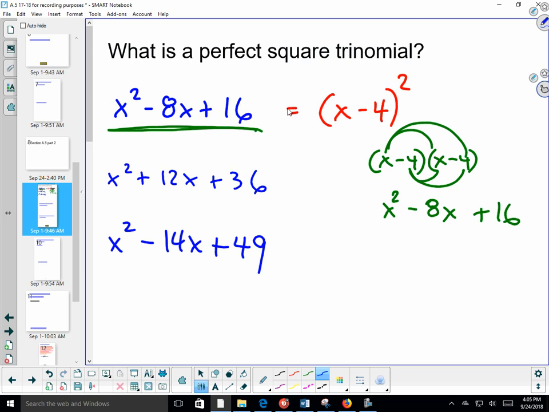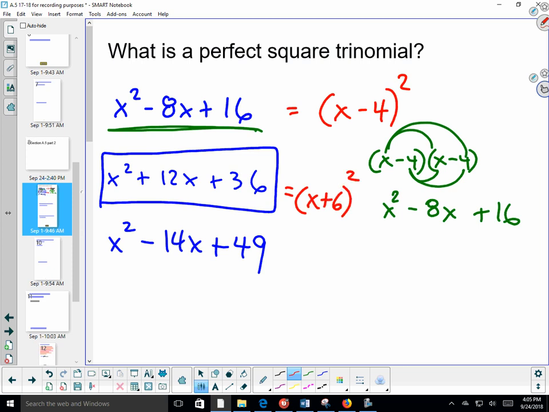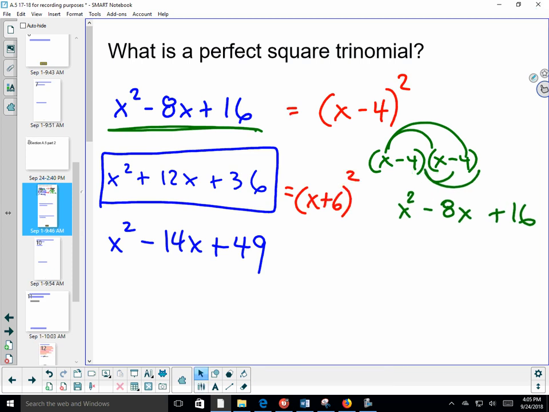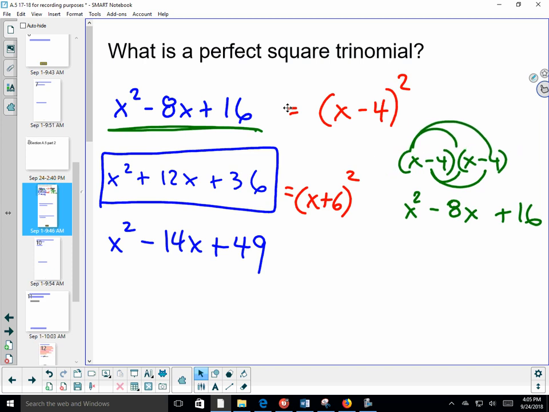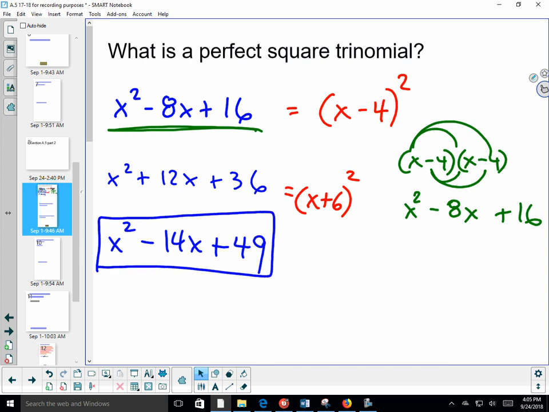Our next example right here is x squared plus 12x plus 36. That's another example of a perfect square trinomial. And that one could be factored into (x plus 6) squared. I've got one more example of a perfect square trinomial here. It's x squared minus 14x plus 49. This one also factors into a binomial squared, and it would be x, can you guess? It would be (x minus 7) squared.